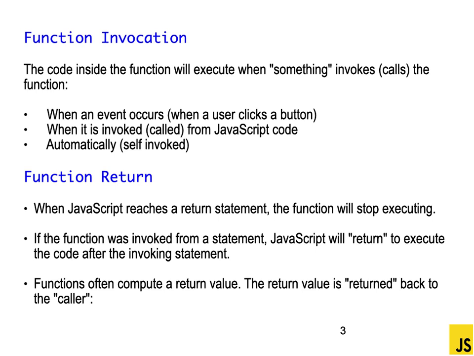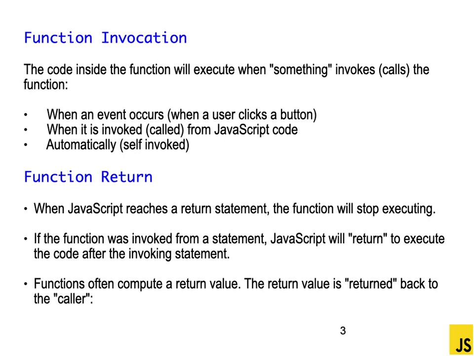Function return. When JavaScript reaches a return statement, the function will stop executing. If the function was invoked from a statement, the function will return to execute the code after the invoking statement. This is similar to C function invocation, Java method invocation, etc. Functions often compute a return value. The return value is returned back to the caller.